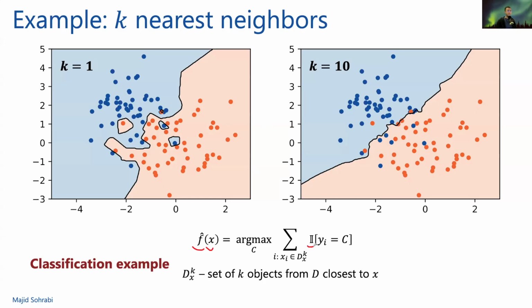And here is an indicator function. Basically, the indicator function receives a condition, and if the condition is true, it returns 1. And if the condition is false, it returns 0. So basically, it defines whether each of these targets is equal to which class.